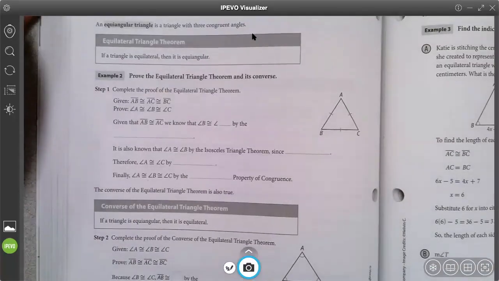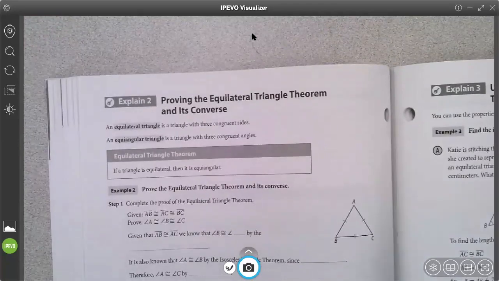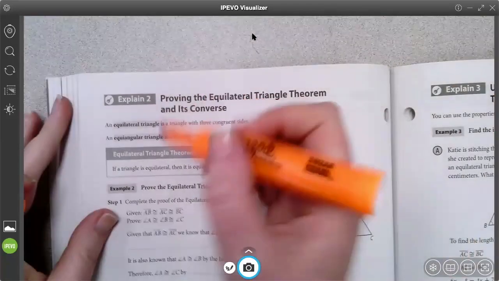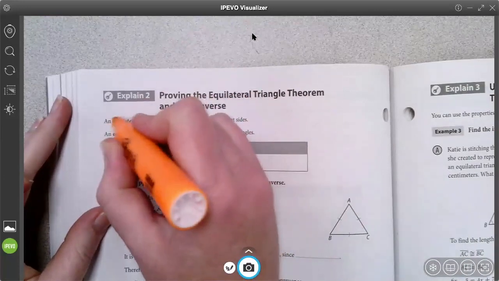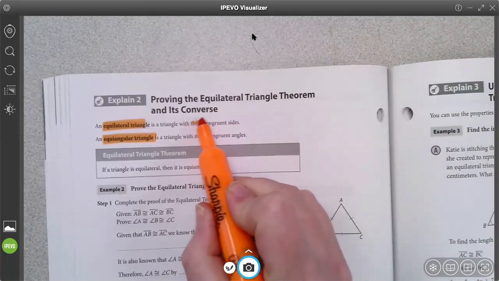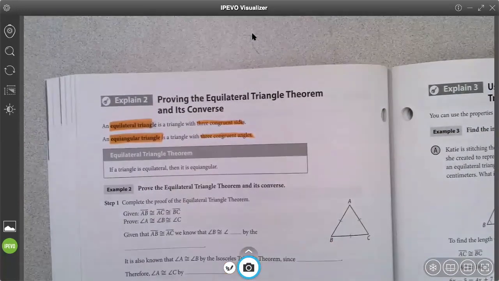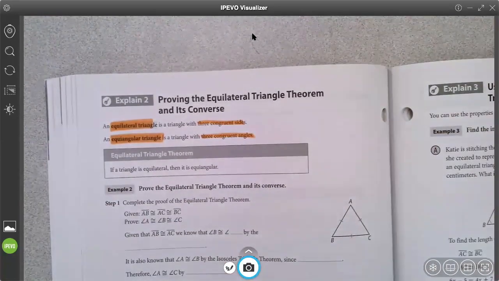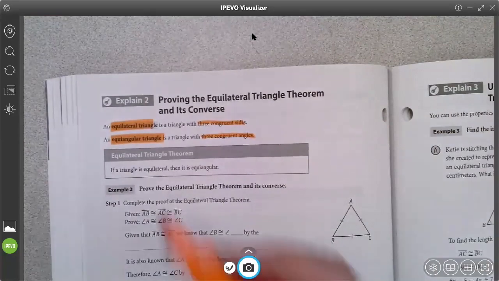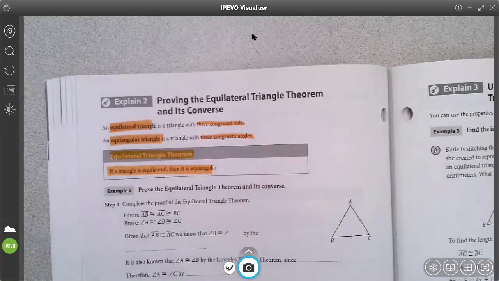If you turn the page one more time, we have the equilateral triangle theorem. And the equilateral triangle is also an equiangular triangle. If equilateral talks about the triangle having three congruent sides, equiangular means that it has three congruent angles. And both will happen in the same triangle. The equilateral triangle theorem, as it says in the box, says that if a triangle is equilateral, then it is equiangular. So here's our example.